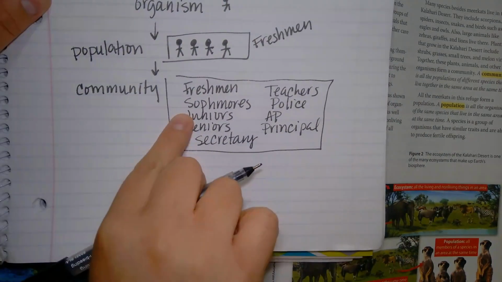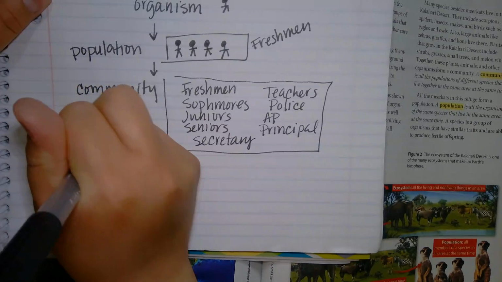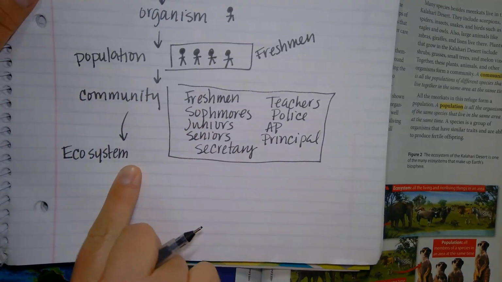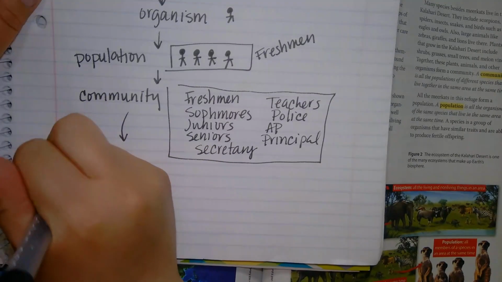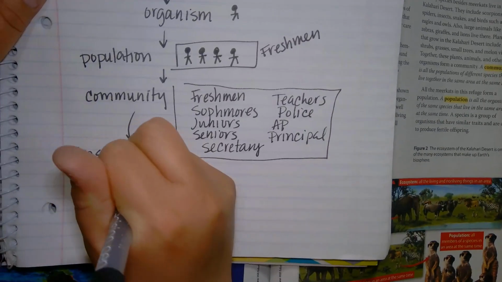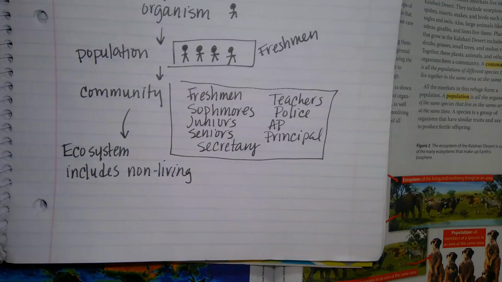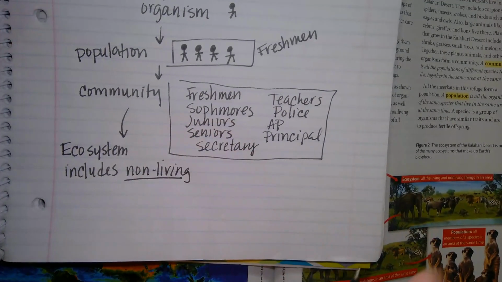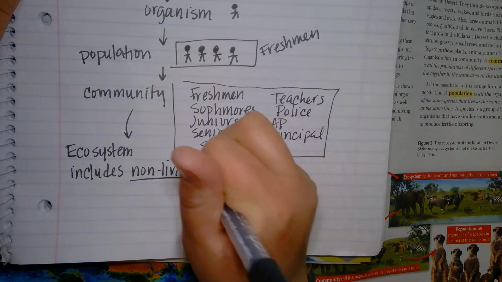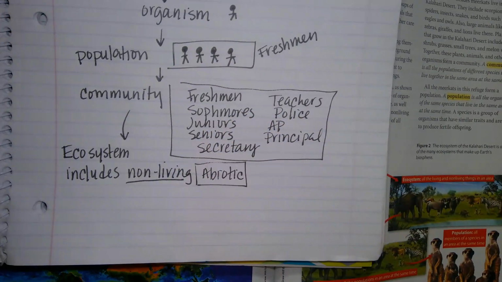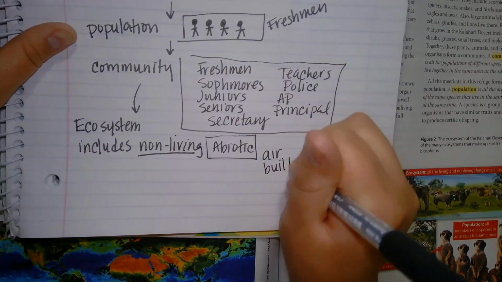Okay? Now, after community comes the ecosystem. So the ecosystem is essentially the same thing as the community, except the ecosystem includes things that are non-living. So you learned about this in 7th grade, but just to refresh your memory, non-living means abiotic. Abiotic is not alive. Remember biotic? Alive or once living, abiotic not. So this includes things like the air, buildings, okay, things like that.